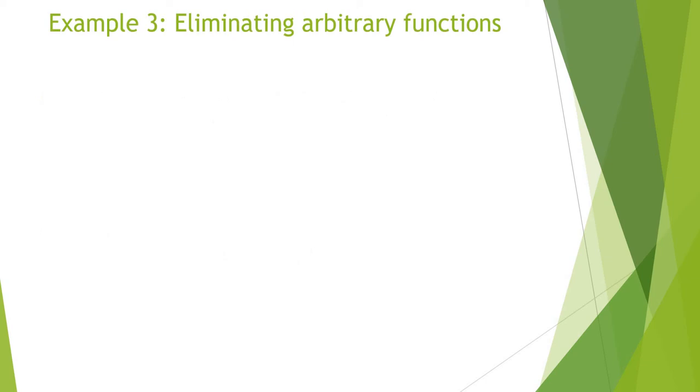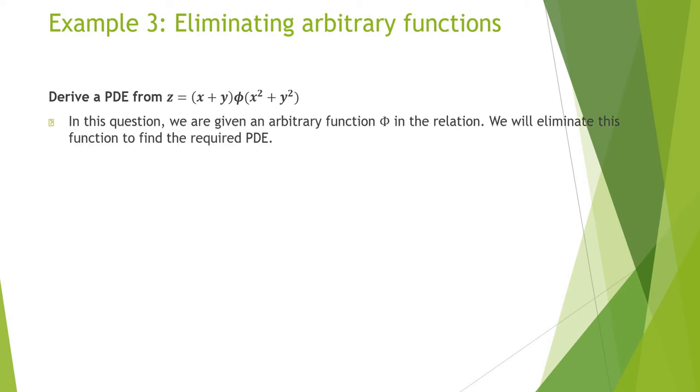Now we'll look at examples where we eliminate arbitrary functions. Derive a PDE from Z equal to x plus y times phi of x square plus y square. In this question, we have an arbitrary function phi in the relation, but there are no arbitrary constants. So we have to eliminate the function phi to get the required PDE.